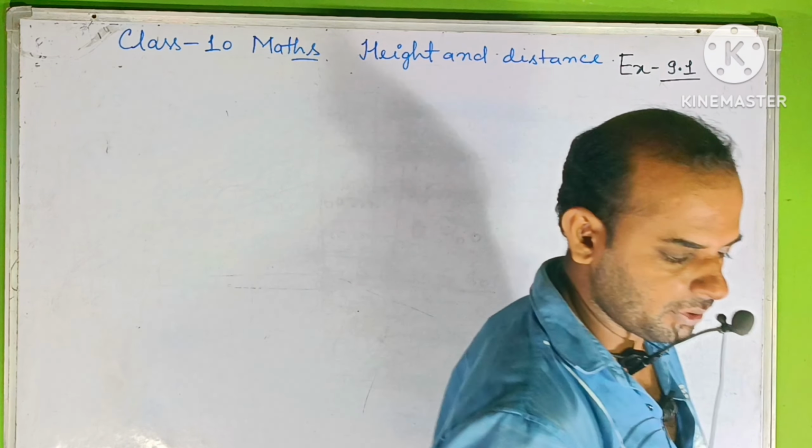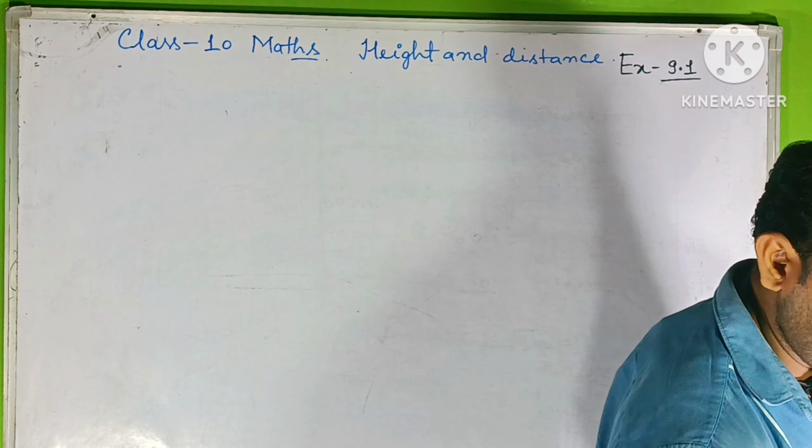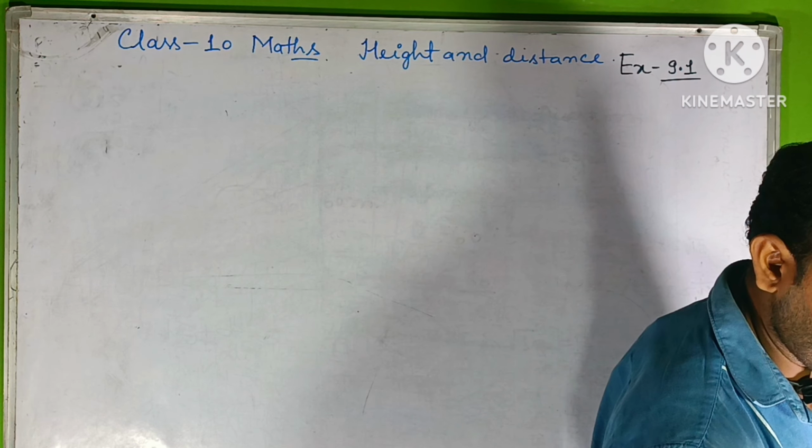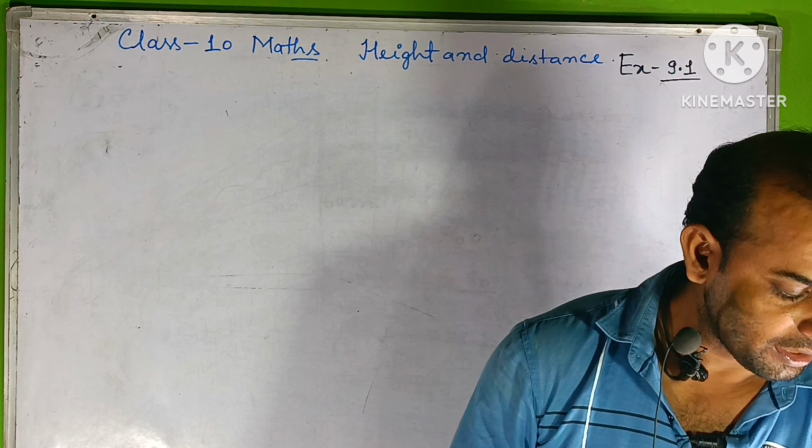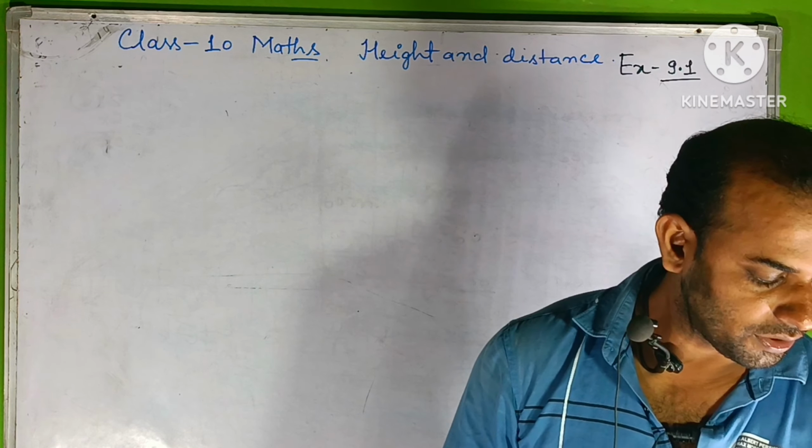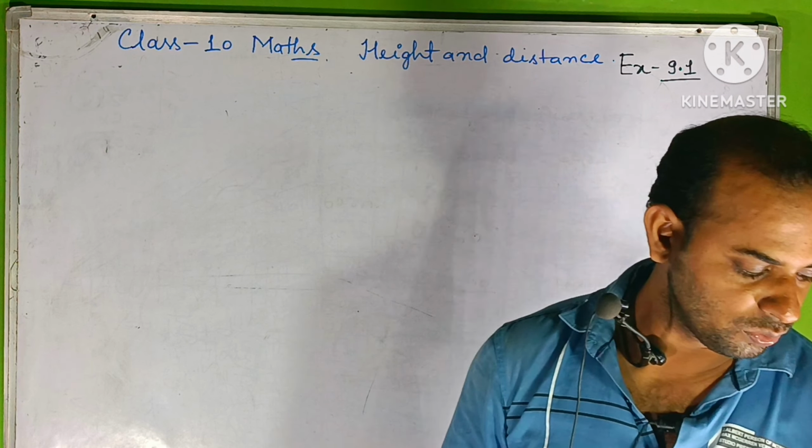Now it's question number 8, and see what the question is. A 1.6 meter tall statue stands on top of a pedestal. From a point on the ground, the angle of elevation of the top of the statue is 60 degrees, and from the same point the angle of elevation of the top of the pedestal is 45 degrees. Find the height of the pedestal.